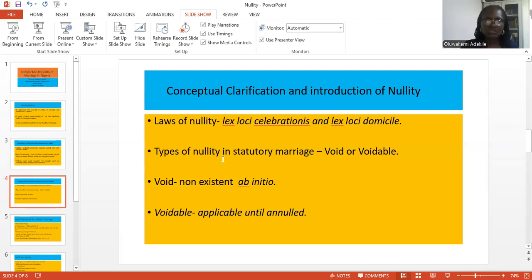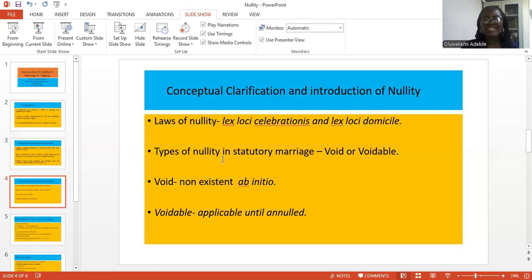Now, under the statutory marriage in Nigerian law, you know that we have a plural marriage system. We have the statutory framework that is under the Marriage Act. You have the customary marriages, you have the Islamic marriage, and these marriage systems are all valid under the law in Nigeria.